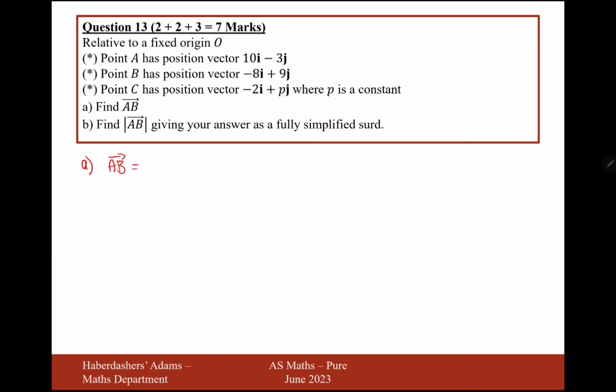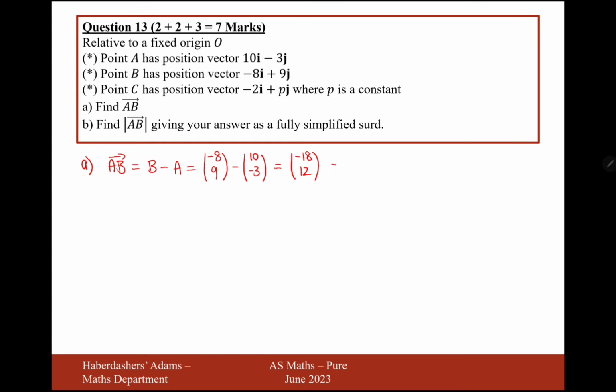So to easily find the vector from A to B, you can do position B take away position A. So that's going to be minus 8, 9. I'm rewriting them as column vectors. Subtract 10, minus 3. So doing this, minus 8 minus 10 gives me minus 18, and 9 minus minus 3 gives me 12.